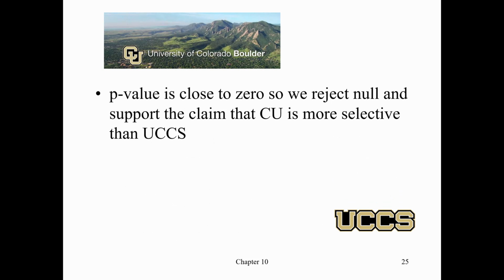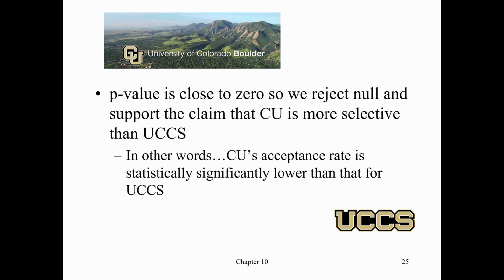Okay, p-value is close to 0, so we reject the null and support the claim that CU is more selective than UCCS. In other words, CU's acceptance rate is statistically significantly lower than that for UCCS. And one reason it was so significant is, remember how large our sample sizes were? So even a small difference is going to be statistically significant because of those huge sample sizes. Okay, so let's look at a couple of other examples.